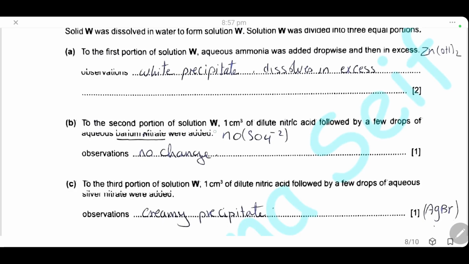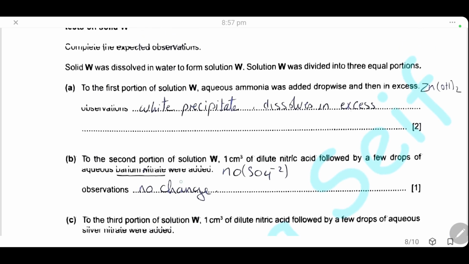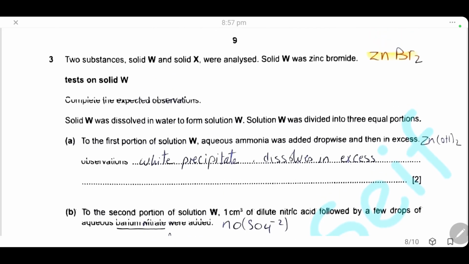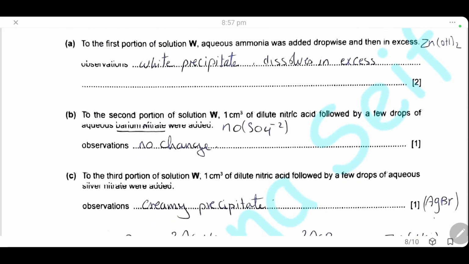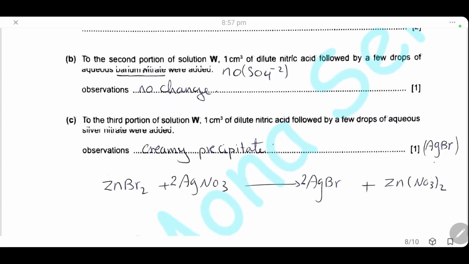The second portion, we will add 1 cm³ of dilute nitric acid, followed by few drops of aqueous barium nitrate. Barium nitrate is used to test for sulfate, and here we don't have sulfate ions, we have zinc bromide, so the answer will be no change.